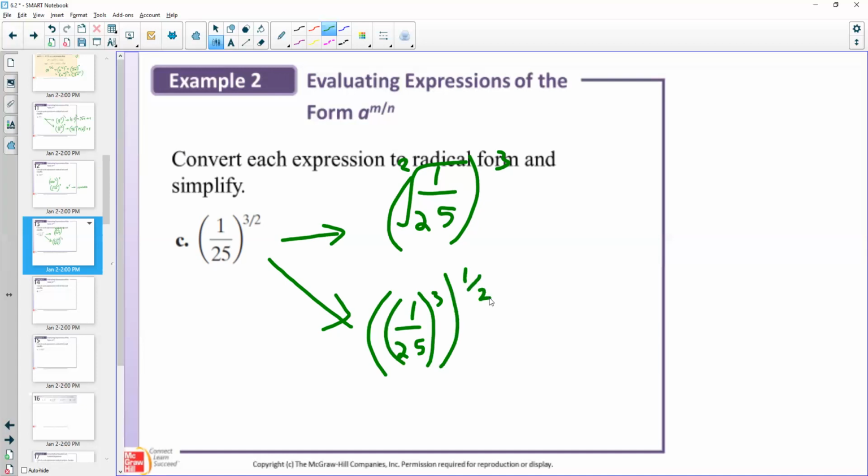Here's the thing, I don't really know if I want to take the square root of 1 over 75. That doesn't work out nicely, but 25 is a nice square, right? So I'm going to do this one first. So I'm going to take the square root of 1 over 25. That's 1 over 5. And then I'm going to cube that. Well, 5 times 5 times 5 is 125. And that's all it is. Okay? All right.